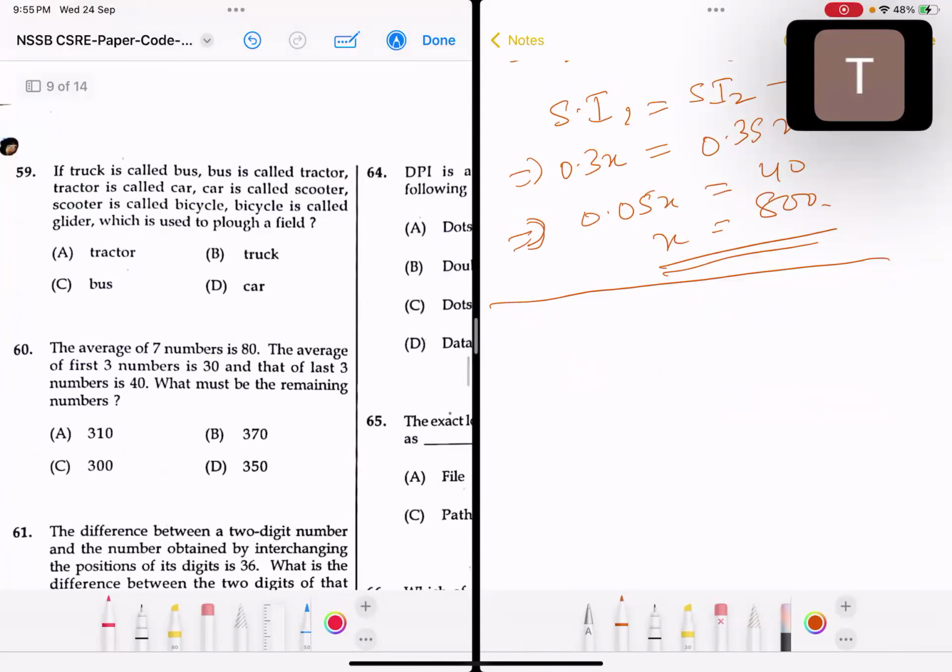Question number 59. A truck is called a bus, a bus is called a tractor, right? A tractor is called a car, a car is called a scooter, a scooter is called a bicycle, okay? So they are just changing the names, okay? Now, what is it used for? What is the vehicle that is used for plowing the field? We all know that in order to plow a field, we have to use a tractor. Now, tractor is what is called a car, right? So the correct option is D, okay?